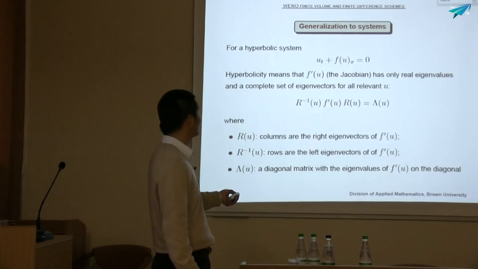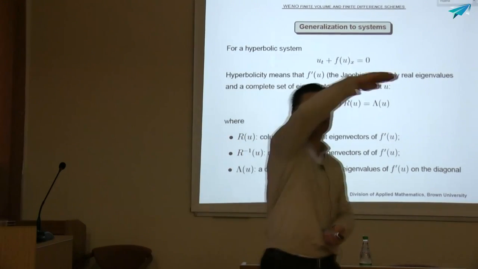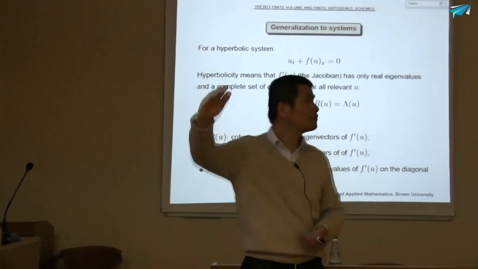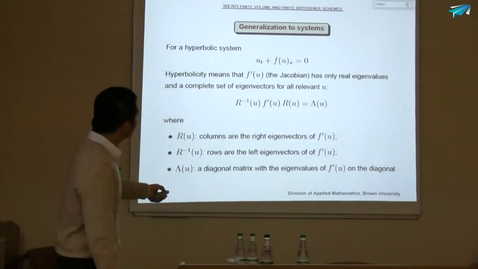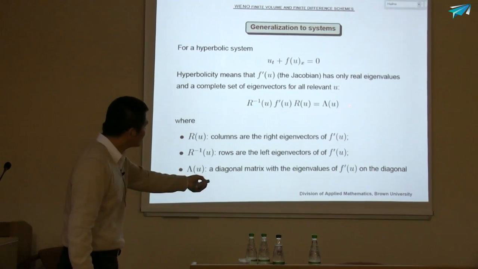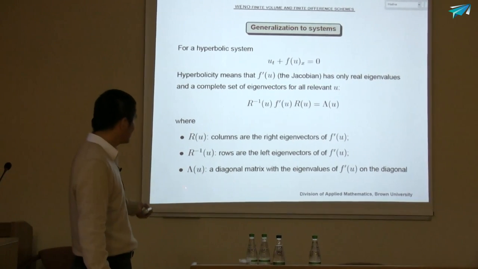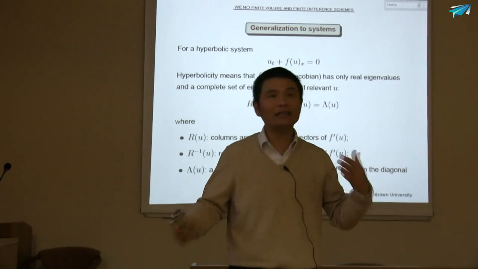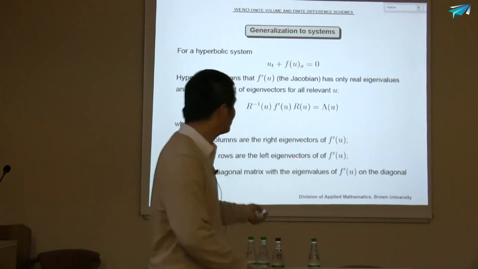R inverse actually has a physical meaning as well. Each row of R inverse is a left eigenvector of F prime. So of course we know that this equality holds, and we have these explanations here. So for your application, you would want to find the analytical formulas of all these matrices.